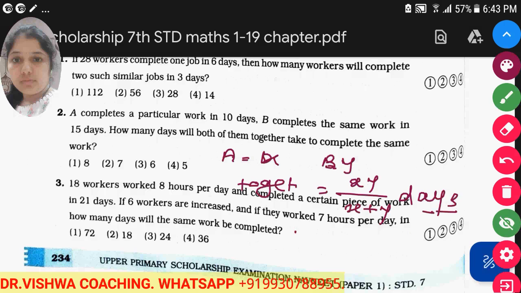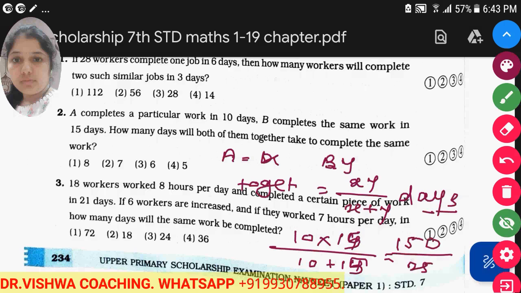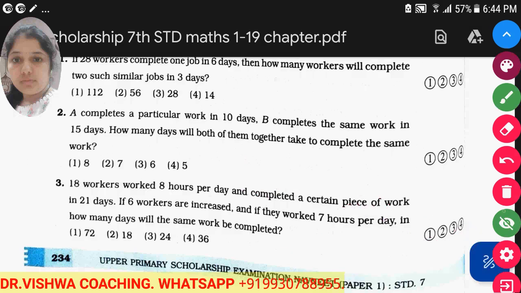Now what is the value of X here? 10, and Y is 15. Now 10 multiplied by 15 becomes 150, and 10 plus 15 becomes 25. Now divide 150 by 25. So 6 days they require together to complete the same work.